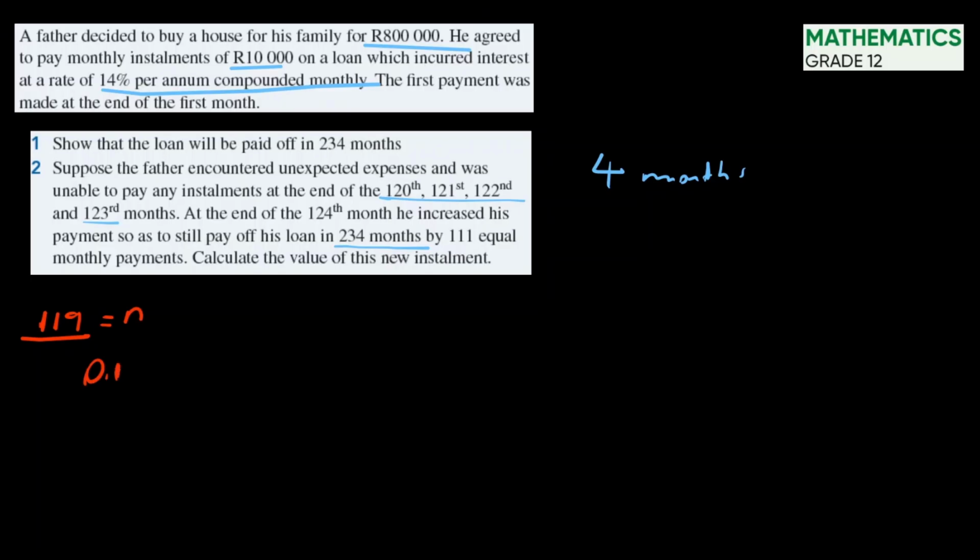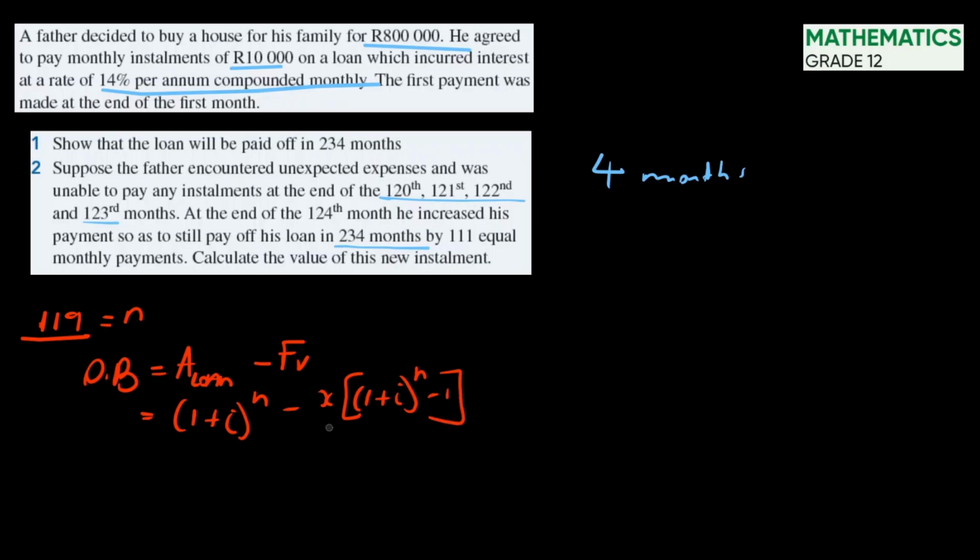Remember, outstanding balance is the accumulated value of the loan amount minus the future value of the monthly installments. So let's calculate that. We know that this will be the principal times (1 plus i) to the power of n, minus the future value: monthly installment x, square brackets, (1 plus i) to the power of n minus 1, all divided by the interest. Well, let's just substitute all our values. Let's not forget our principal amount there.